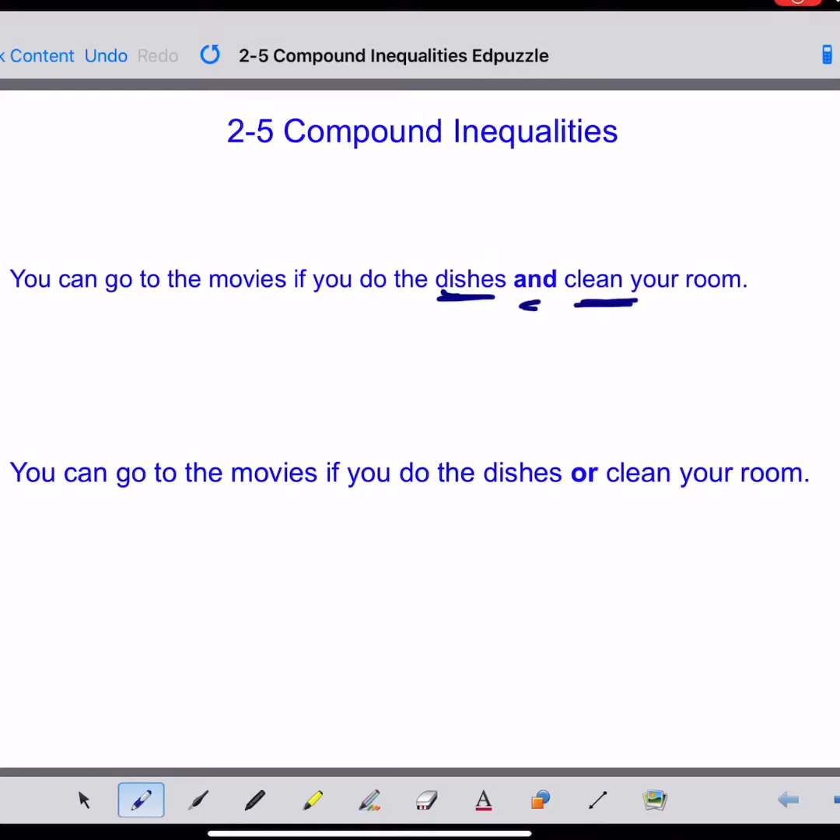You have to complete 2. You have to be able to do the dishes, and you have to do the chores of cleaning your room. However, the word or greatly changes the sentence. You can go to the movies if you do the dishes or you clean your room. So it's a choice. You either do one or you do the other.